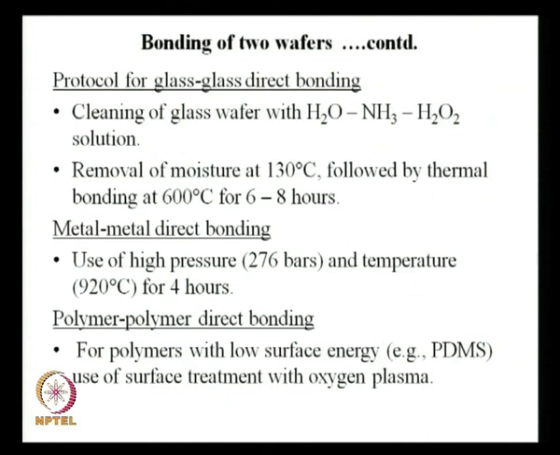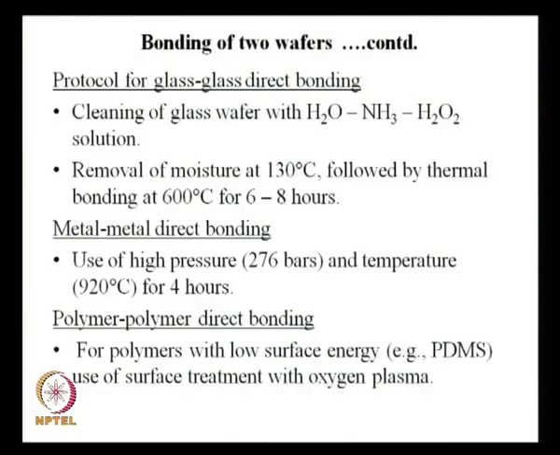I think it is this temperature that they are referring to here, possibly for iron or steel or some material. So, from material to material it will differ, but it would be at a higher temperature than glass, that is for sure, and you have to apply pressure. Similarly, there could be polymer direct bonding. For polymers with low surface energy such as PDMS, use of surface treatment with oxygen plasma is necessary. So, for polymer direct bonding, if you put the two polymer layers and heat it, the polymer at the interface will melt and you have polymer direct bonding.